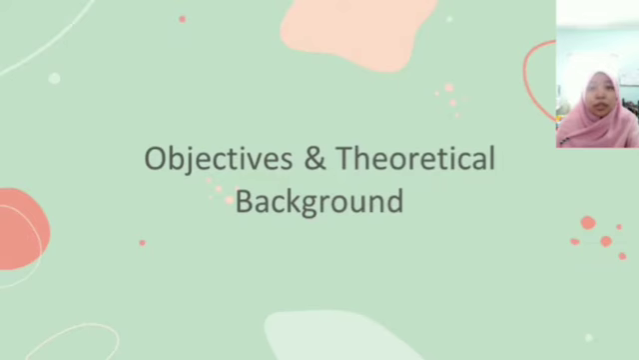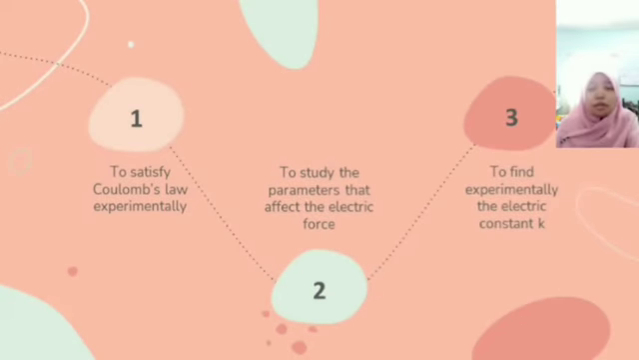Assalamualaikum warahmatullahi wabarakatuh. I will explain the objective and the theoretical background for this experiment. First, let's move to the objective for this experiment. The first objective is to satisfy Coulomb's law experimentally. The second objective is to study the parameters that affect the electric force. The last objective is to find experimentally the electric constant K.